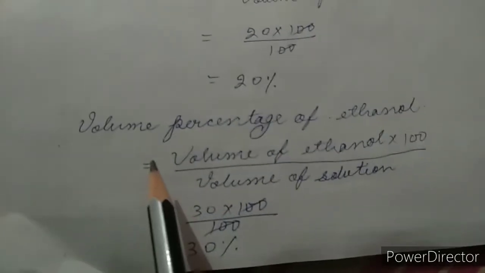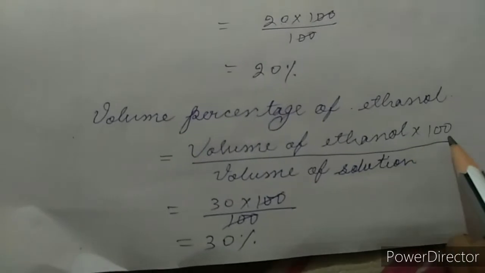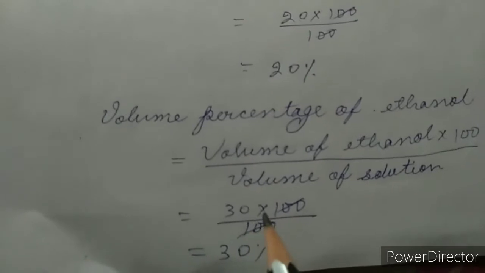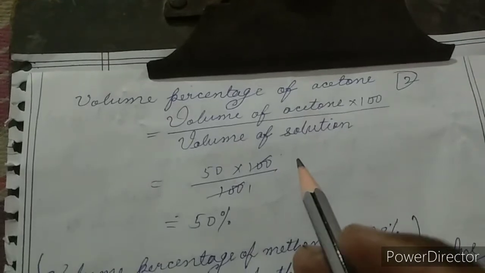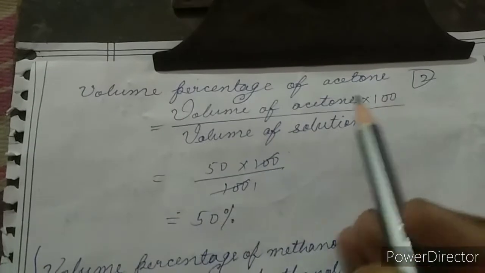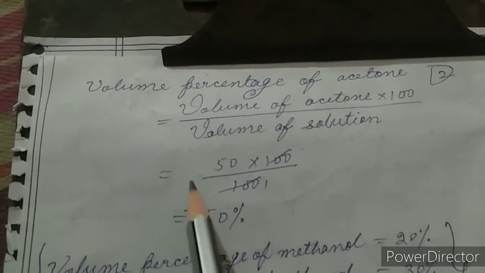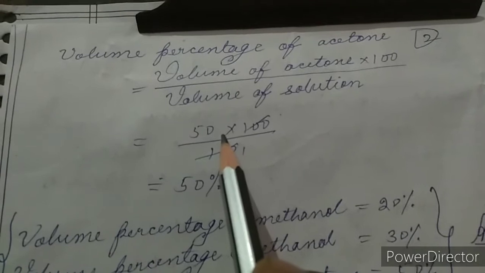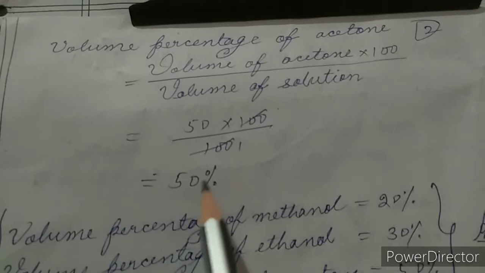Here volume percentage of the ethanol is equal to volume of the ethanol multiplied by 100 upon volume of the solution. Here we will put the values, 30 into 100 upon 100, that is equal to 30%. Now next, volume percentage of the acetone is equal to volume of the acetone multiplied by 100 upon volume of the solution. Here when we put the value 50 ml, then 50 multiplied by 100 upon 100, that is equal to 50%.